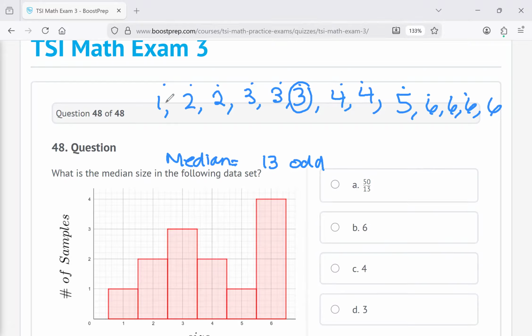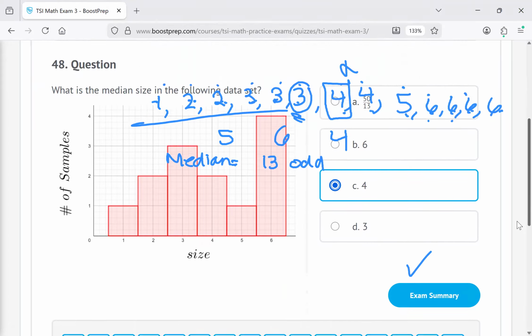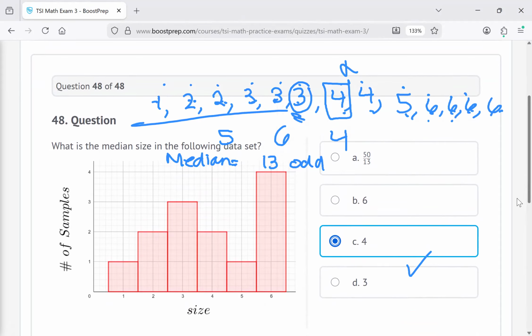So let's look at three. How many numbers to the left? There's one, two, three, four, five. But after three, it's one, two, three, four, five. No. Is it four? So how many numbers are left? One, two, three, four, five, six. And after four is one, two, three, four, five, six. Yes, the median is definitely four. So that is C.